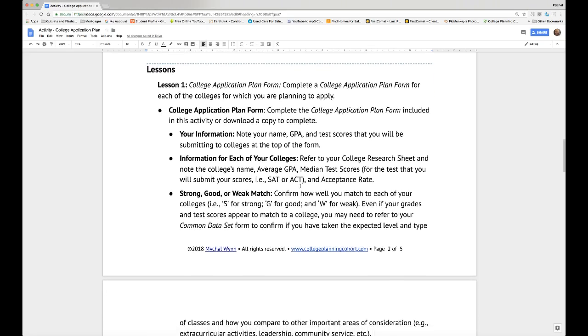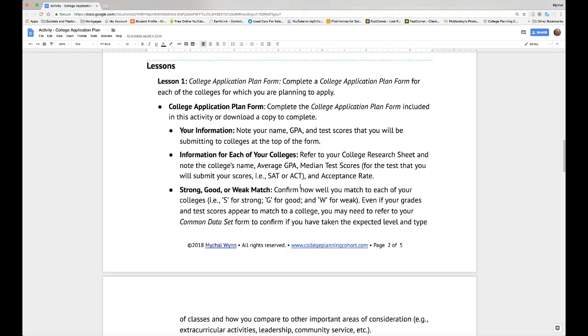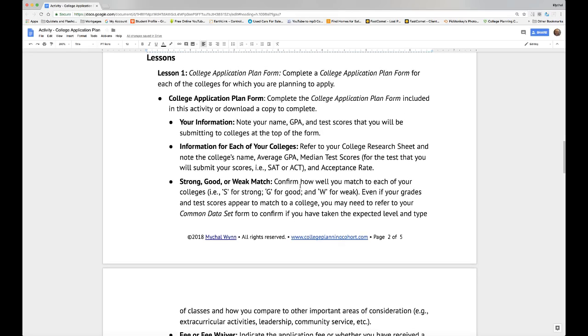The information for each of your colleges, as you move across each line of the form: what is the GPA that was noted in your college research? What is the median test score as it relates to the test scores that you're submitting, whether it's the SAT or the ACT that you noted in your college research? And what is the acceptance rate at this particular school?